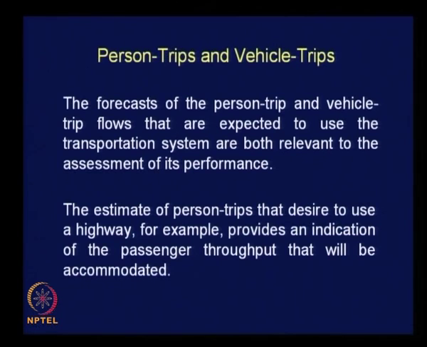Even though on the highways or any road network we visualize only vehicular movement, if we have information with regard to the number of people making use of that particular stretch of road, that gives you additional information on the extent of passenger throughput through that particular roadway. So that is how, when you analyze the system, nothing wrong in having both the information with regard to total person trips as well as vehicular trips.